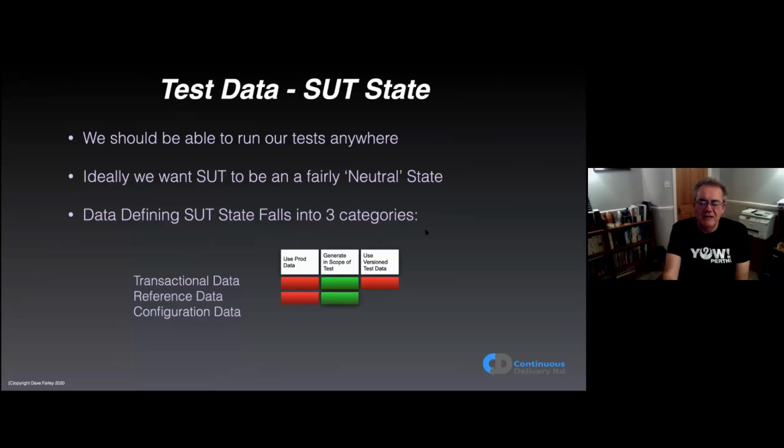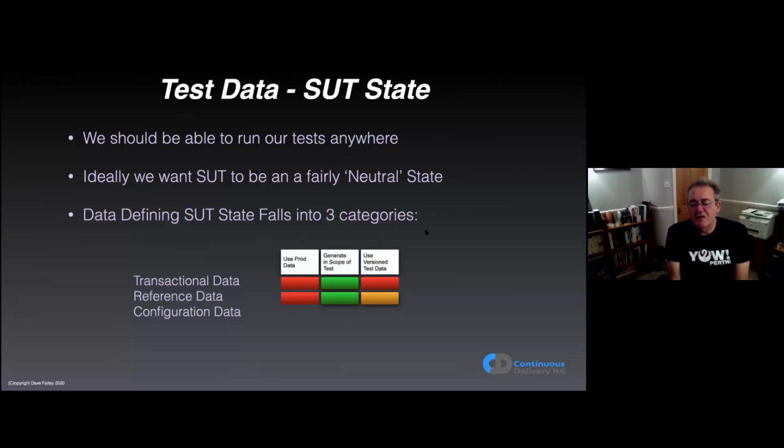Next, reference data. Again, I don't want to use production data. Reference data for a production system is usually large. If we've got a lookup table of postcodes or zip codes, it's probably in the millions. And so I don't want to be deploying millions of records for a test. Mostly, I'm just going to generate it in the scope of the test. I'm going to fake the reference data some way and generate it in the scope of the test.